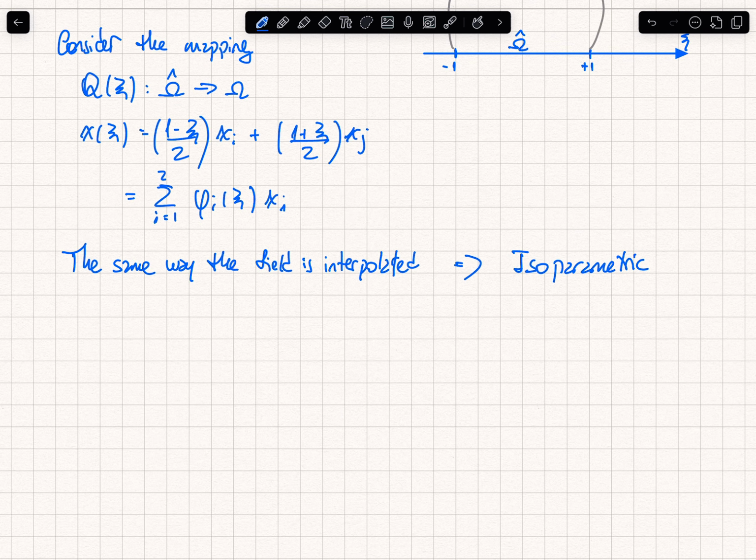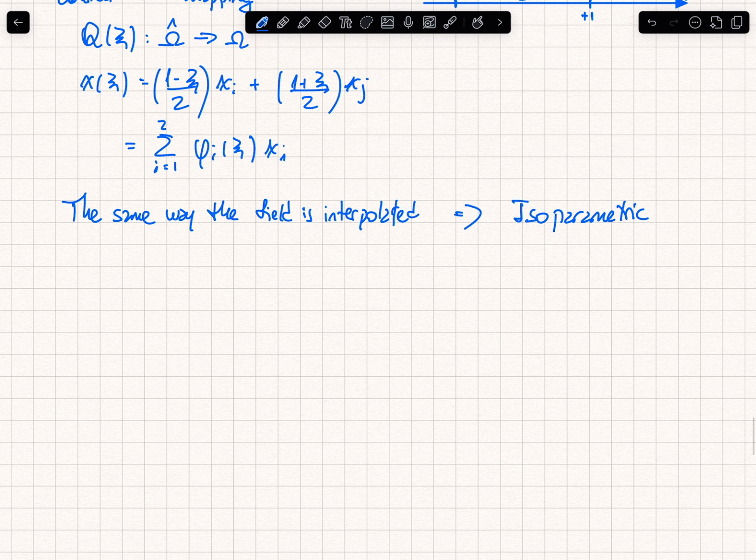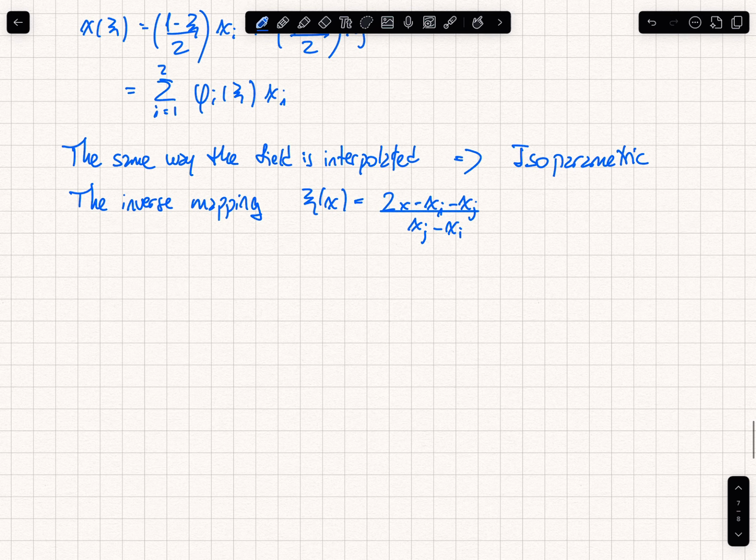Now, in this particular case, we can actually find an inverse mapping. So we can find xi as a function of x, right? And for this particular case, xi is equal to 2x minus xi minus xj divided by xj minus xi, which is the length of the element. And this is the inverse mapping.